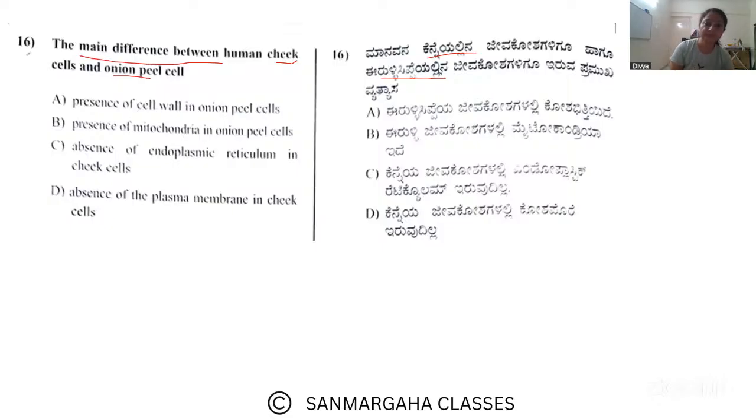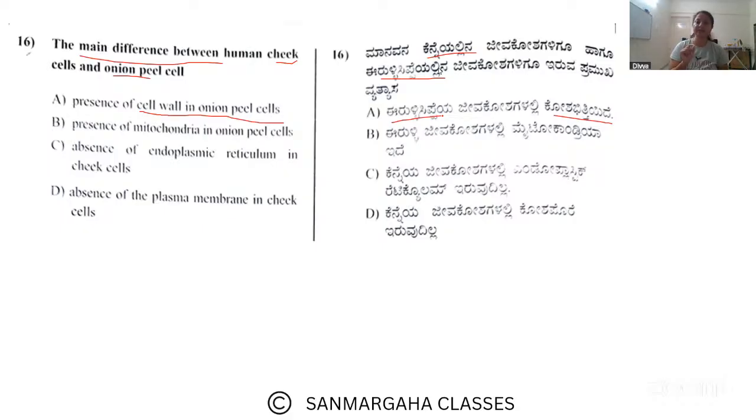So the presence of cell wall in onion peel cell. Correct? So onion peel cells have a cell wall. Where? In onion peel cells. So is it so? Onion is a plant product, right? So it is a plant cell. Onion peel is a plant cell. So what are the parts of the plant cell?